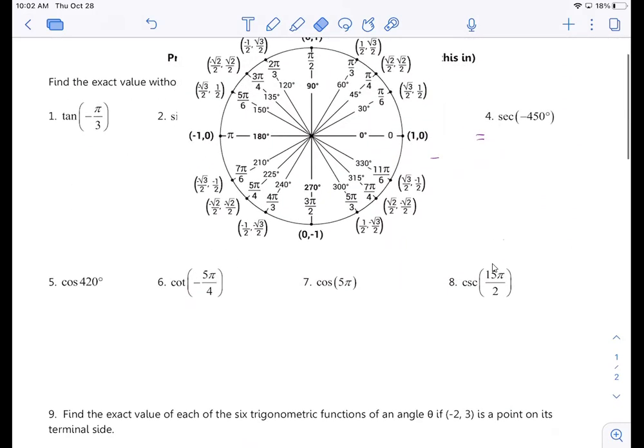Now, cosine of 420 degrees. So once again, I need to go around the circle once.